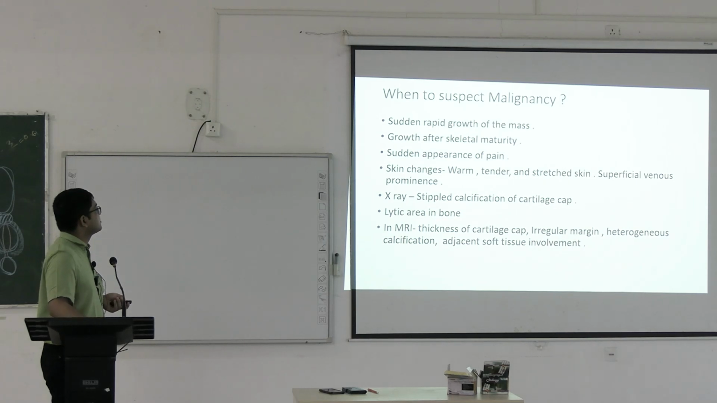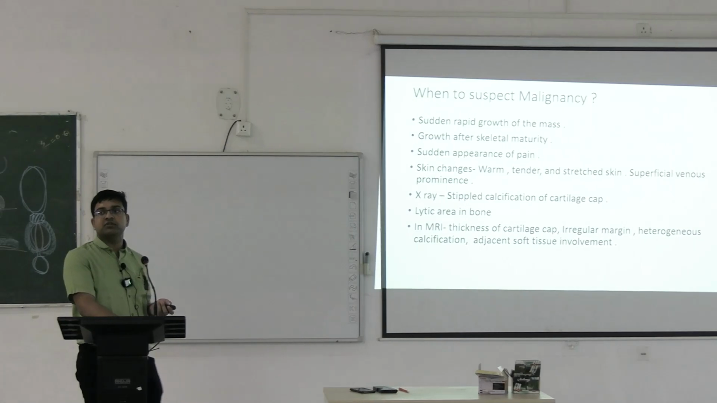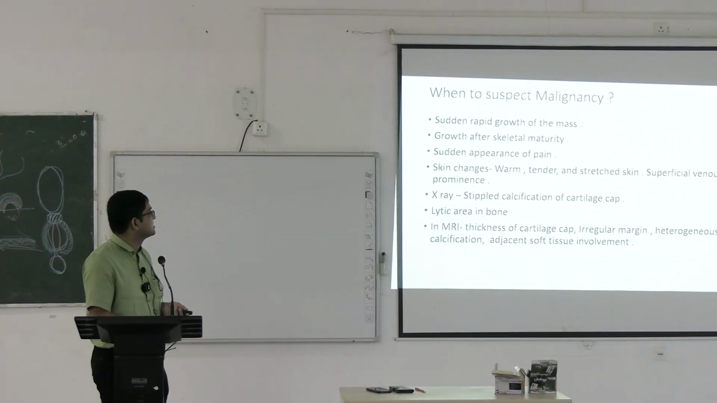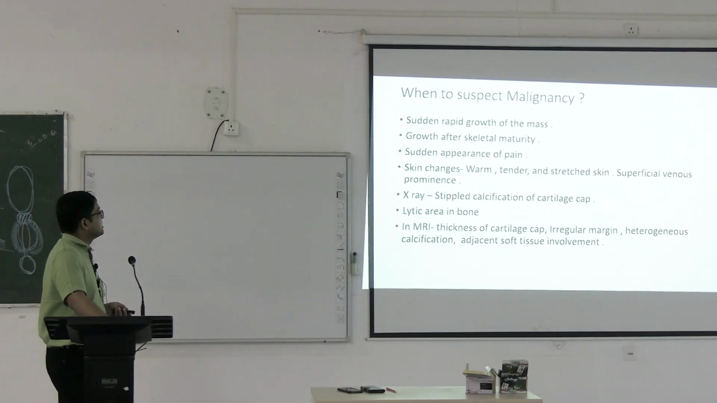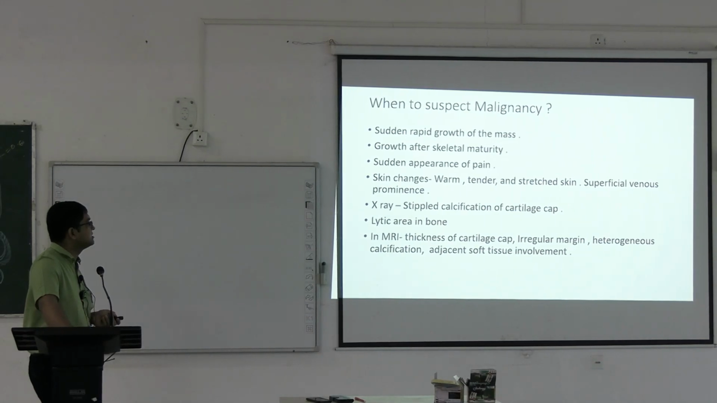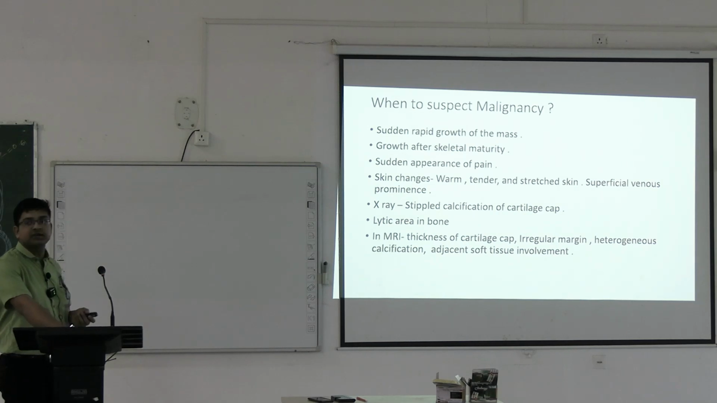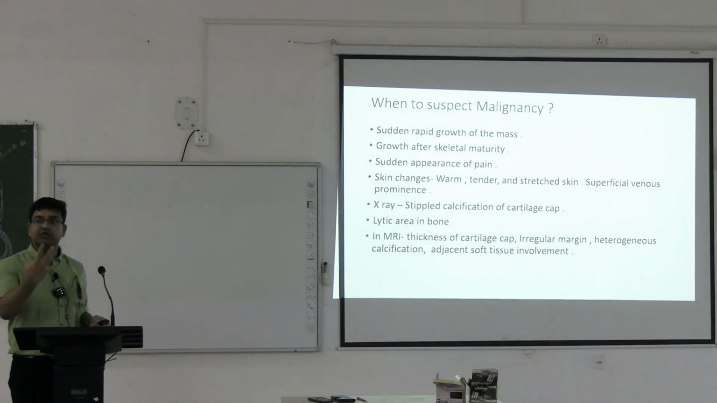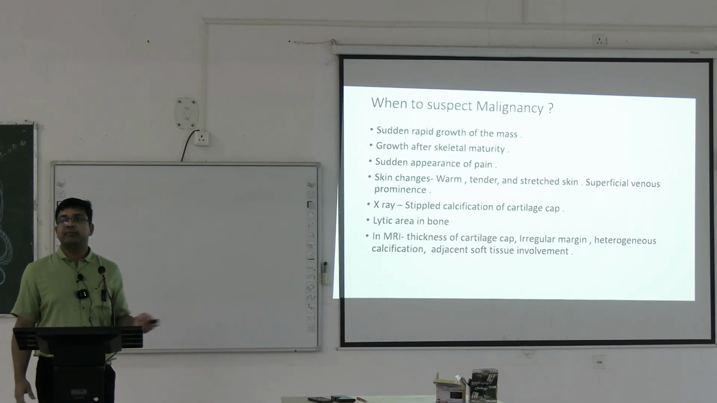Next, X-ray, stipple calcification of cartilaginous cap. So there will be heterogeneous calcification or stipple calcification of cartilage cap. Lytic area in bone. So in MRI, the thickness of cartilage cap, irregular margin, heterogeneous calcification, and adjacent soft tissue involvement. These are the features of malignant tumor. Irregular margin, heterogeneous calcification or irregular calcification, or adjacent soft tissue involvement. These are the features of malignant bone tumor.